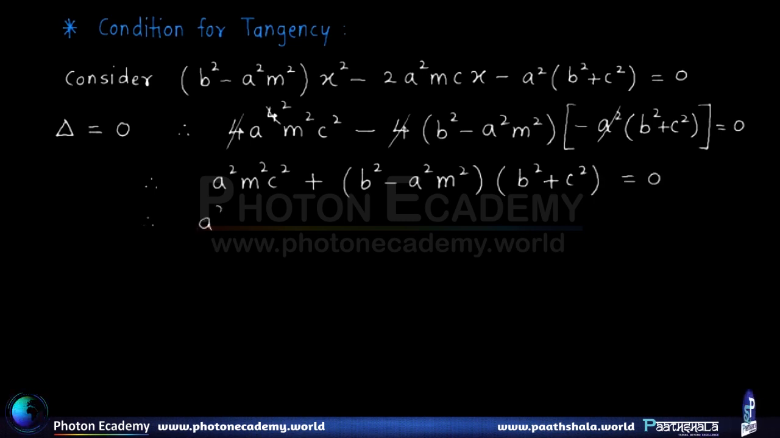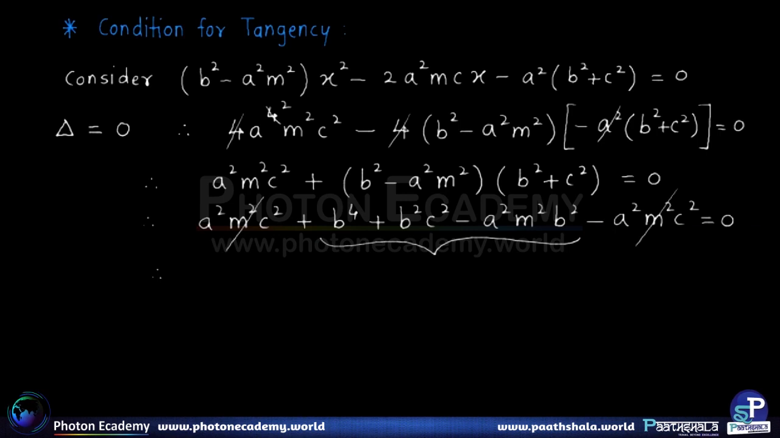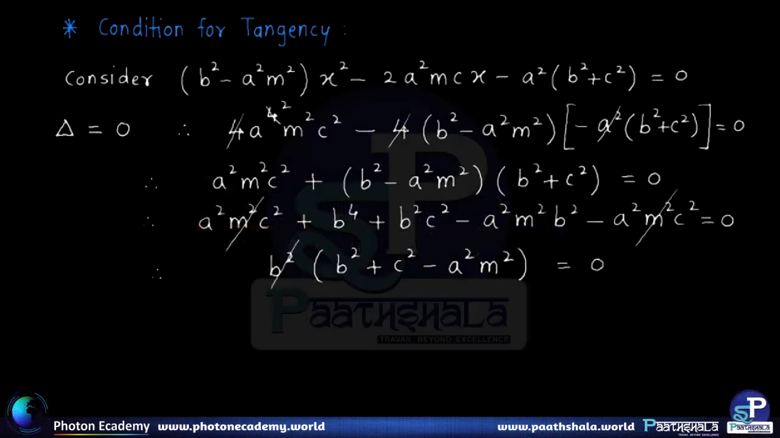So therefore let's expand the multiplication of the two brackets. We'll get b^4 plus b^2 c^2 minus a^2 m^2 b^2 minus a^2 m^2 c^2 equal to 0. We will see that the a^2 m^2 c^2 term gets cancelled, and from the remaining terms we can easily take b^2 common, which leaves b^2 plus c^2 minus a^2 m^2 in the bracket equal to 0. Now clearly b^2 being a positive number, we can cancel it from both sides.